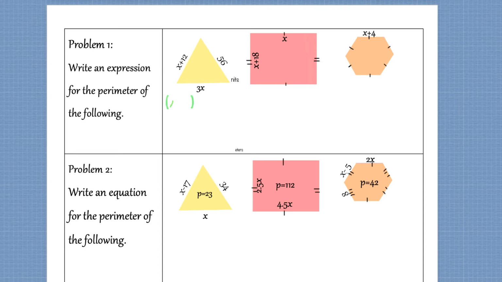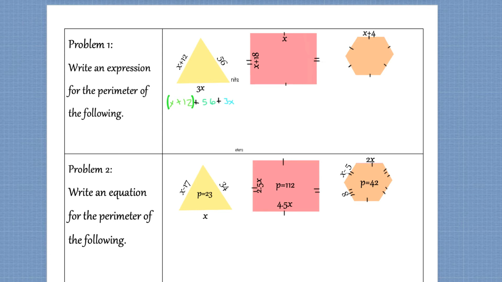And so side 1 is x plus 12. Side 2 is 56. And side 3 is 3x. And so this is our expression for the perimeter, but again, we want to simplify this to make it a simplified equation.